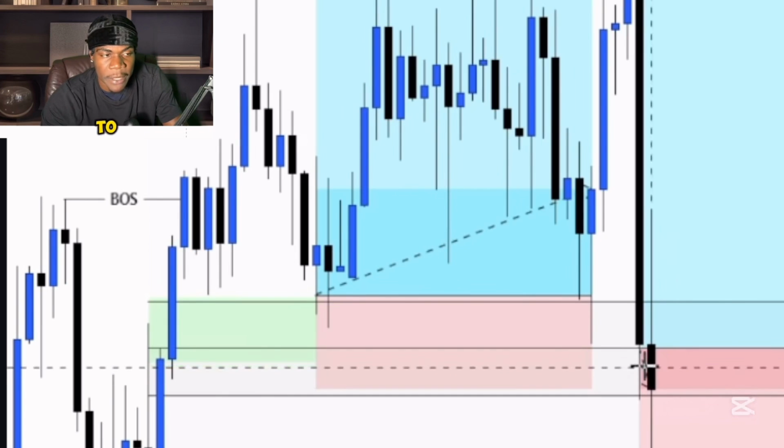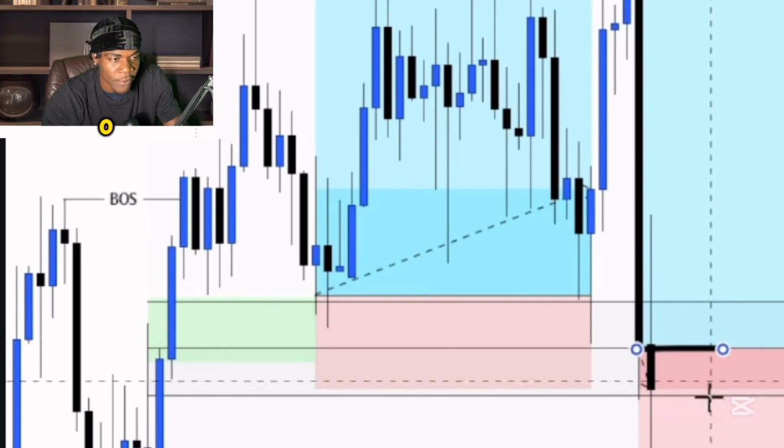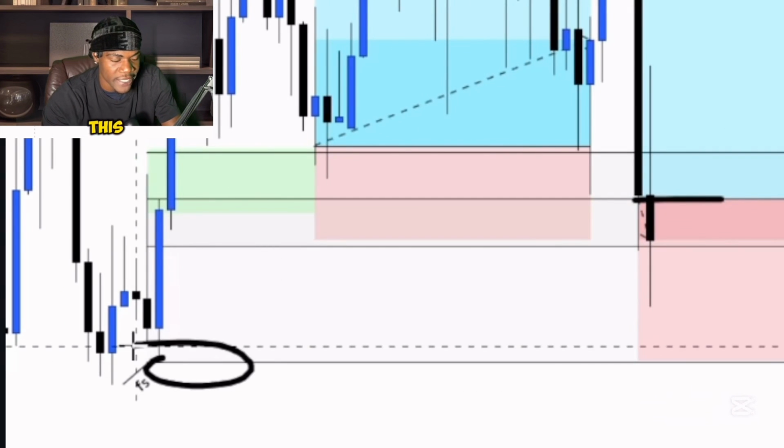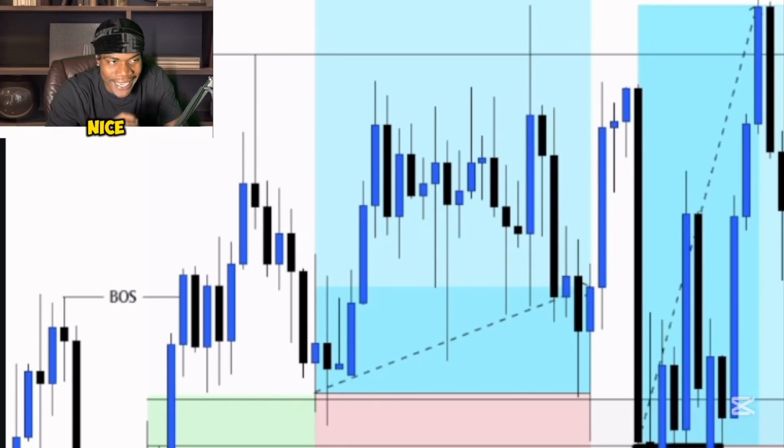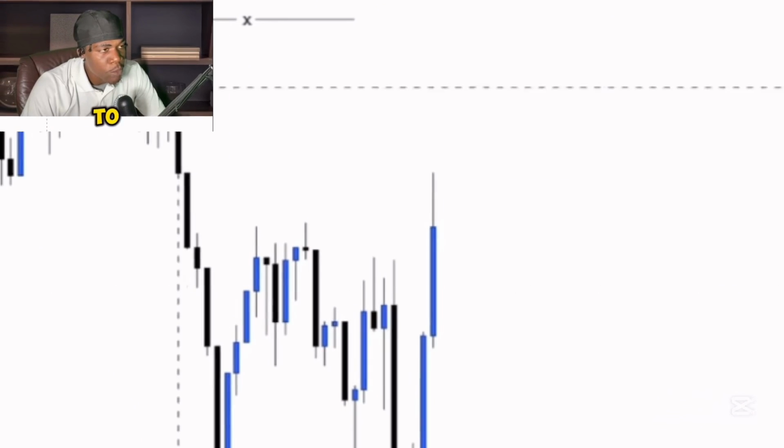The best place to place your trade is the 0.705 OTE and your stop loss right at this candlestick low. And you're going to target this prior range high up here. Nice and simple. Liquidity pool to liquidity pool.